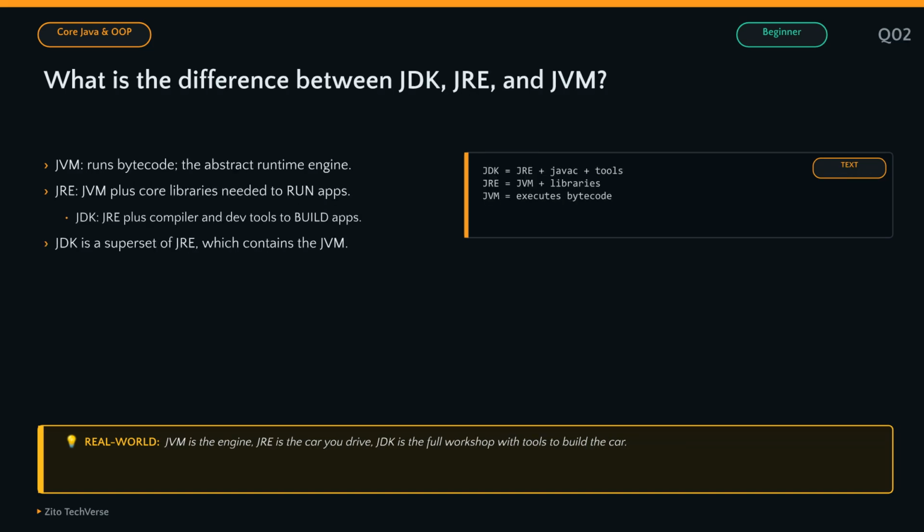Question 2. What's the difference between JDK, JRE, and JVM? Think of it as a hierarchy. The JVM is the engine that executes bytecode. The JRE is the JVM plus core libraries needed to run applications. The JDK is the JRE plus development tools like compilers to build your applications.